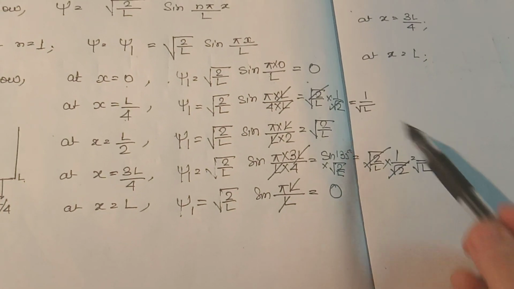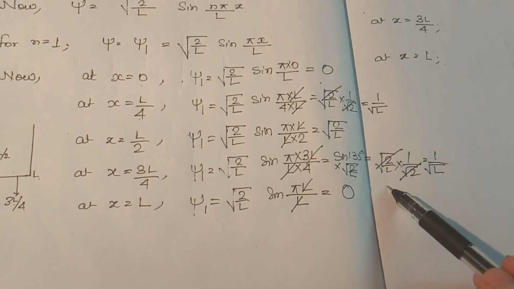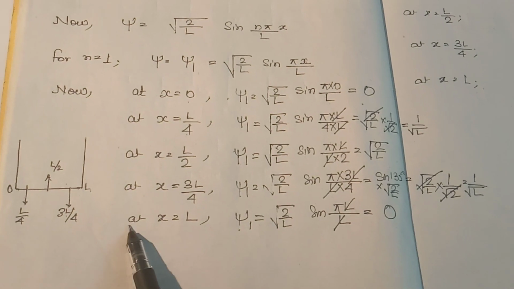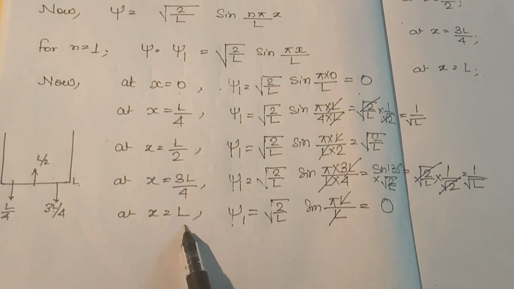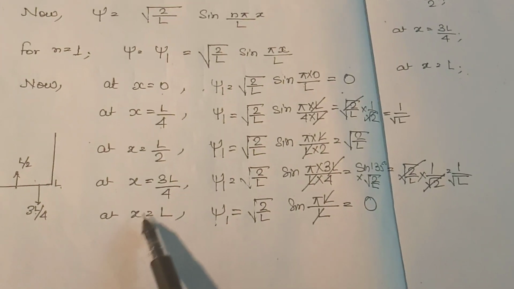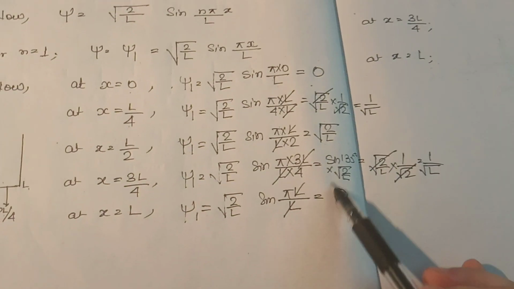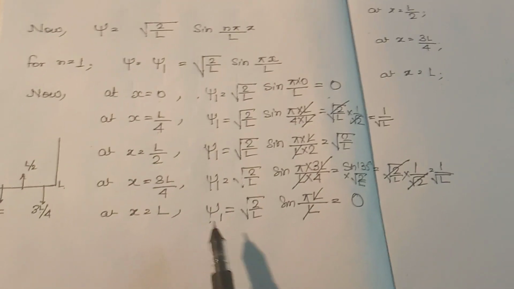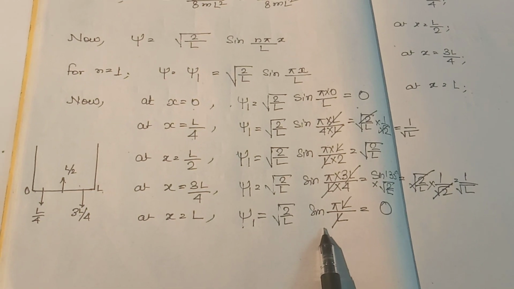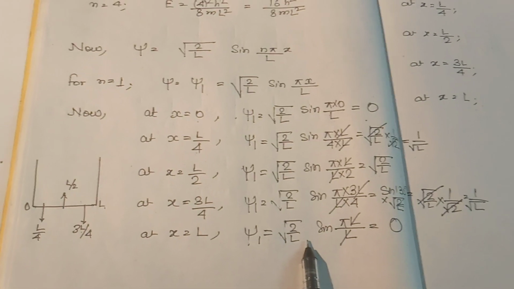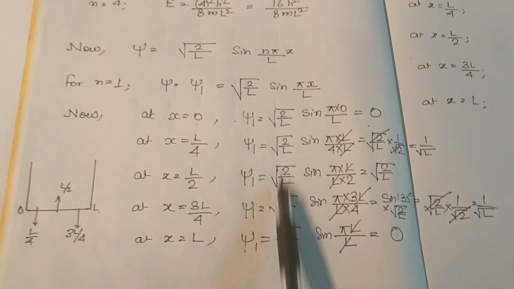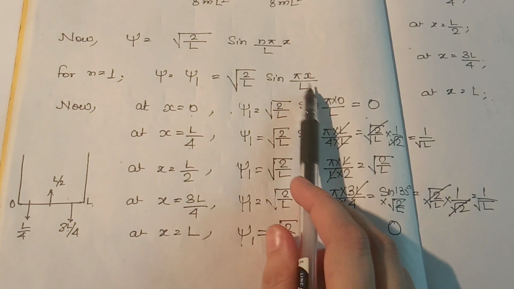So there is a repetition of the values, as you can see. Again, when the particle is at the other end of the box, that is at L, the value comes 0. Okay, these are the values that come when we calculate after putting the different values of x.